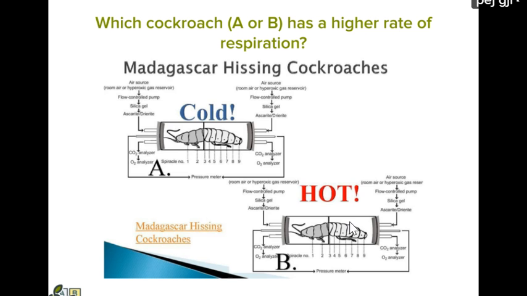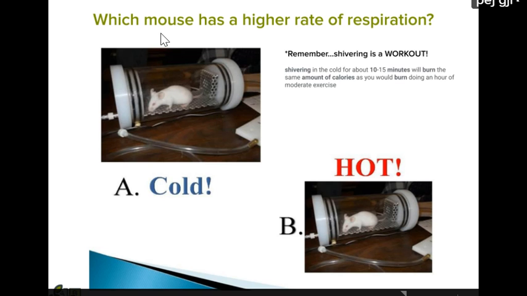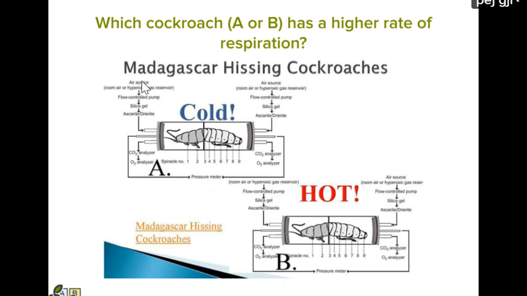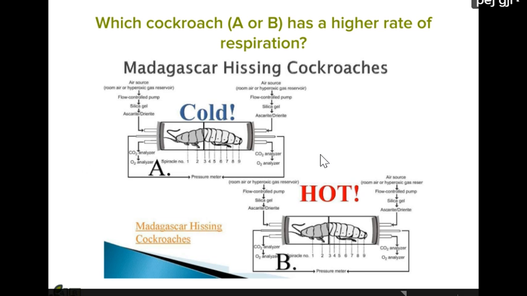Okay. So you guys have to just remember it's the opposite, whether we have an endotherm or an ectotherm. If you put an endotherm in a cold environment, the amount of oxygen that it takes in, its respiration rate, making ATP levels go up, okay? Because they're going to start to shiver, and that's a workout. If you put an ectotherm in a cold environment, the cells get cold and all the reactions slow down. So respiration goes down in a cold environment for an ectotherm, okay? All right.